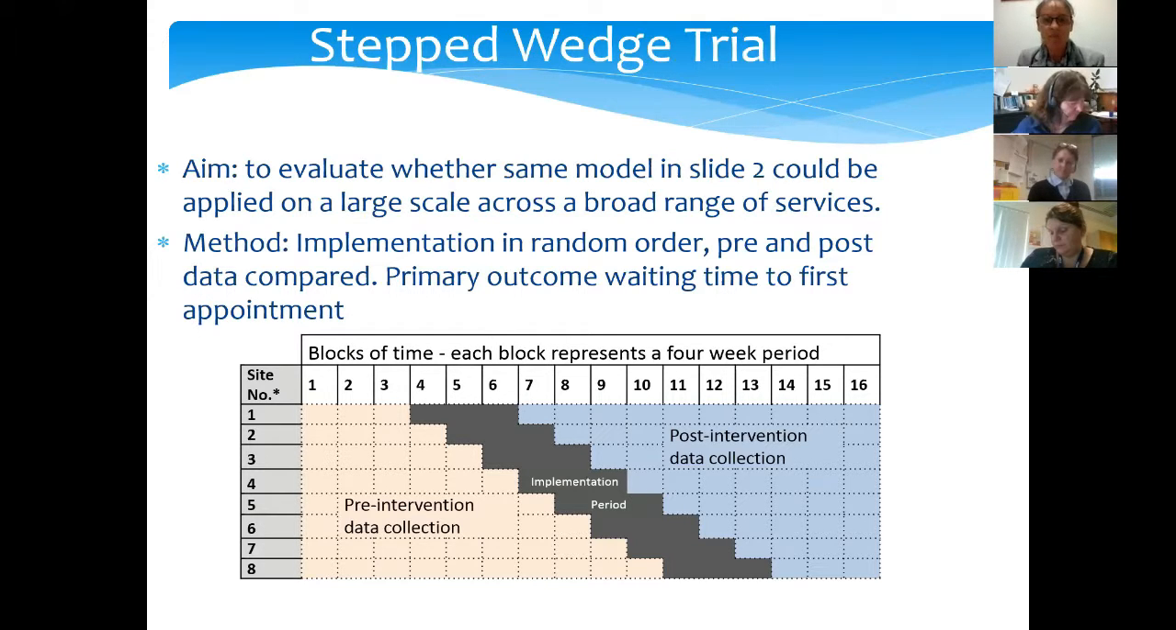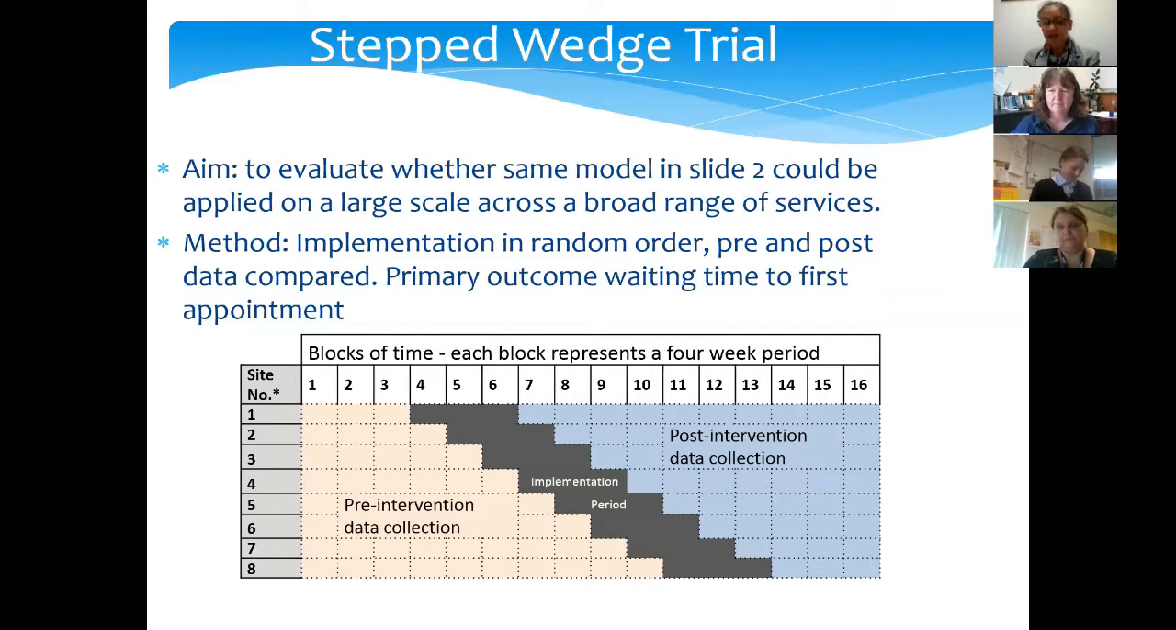The cluster stepped wedge randomised control trial is becoming more popular in health services research. It's quite attractive to service managers in particular because all of the services get the intervention in the end. There's also a bit less potential for contamination, which can be a problem in regular cluster randomised controlled trials, where some of those in the intervention group might influence some of the people in the control group, particularly with service level interventions.